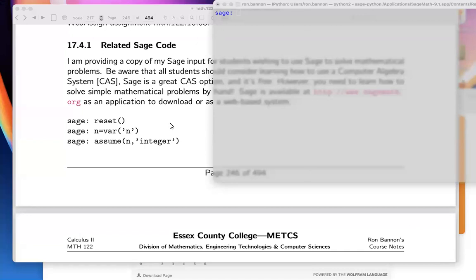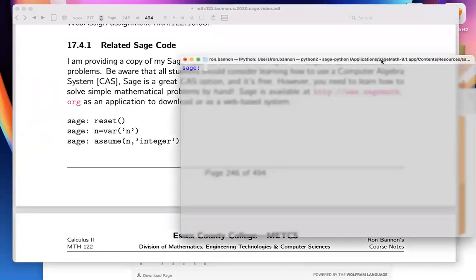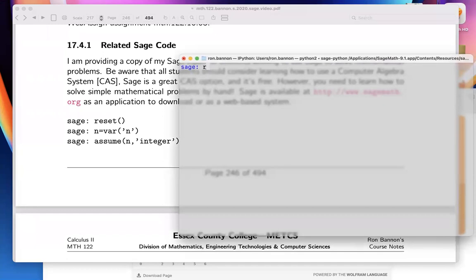All right, so we're in section 17. Now, again, I'm just going to talk about using Sage and reset and as a variable. Again, the hope is that you've studied this section of the notes and you're prepared to see how Sage can handle some of these problems over here.